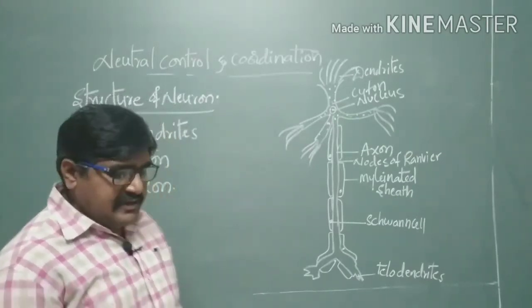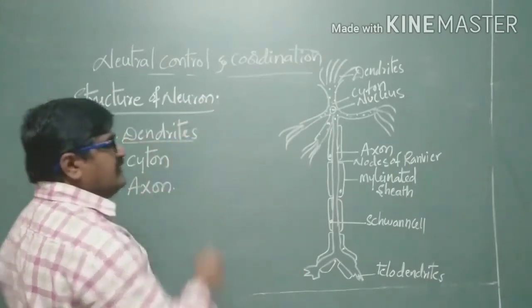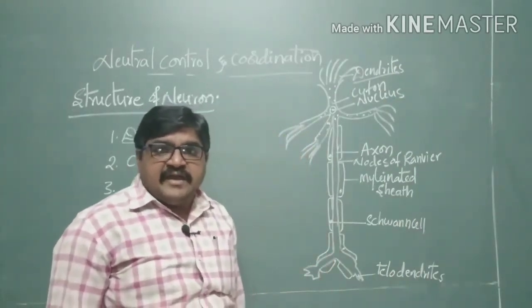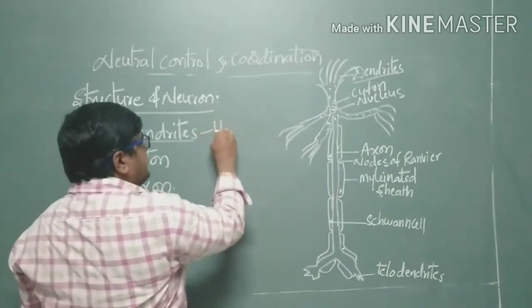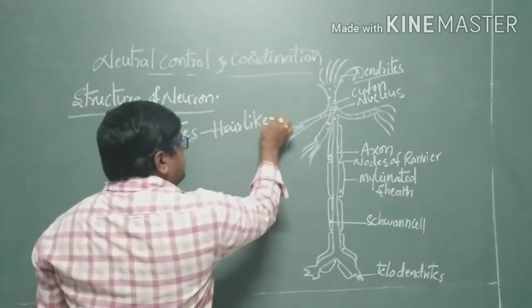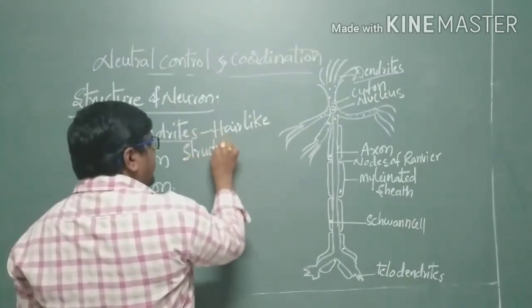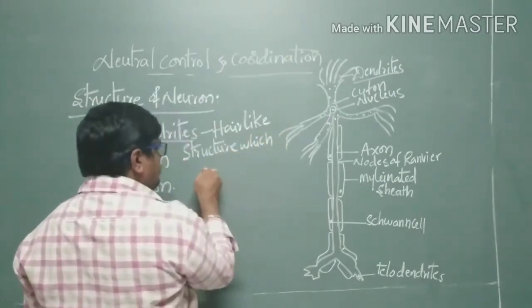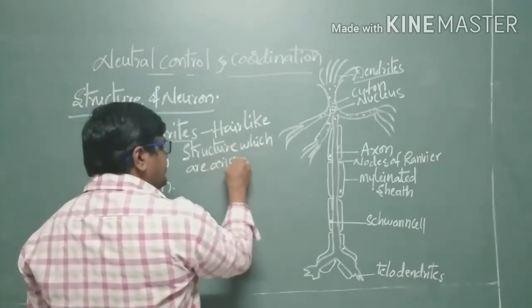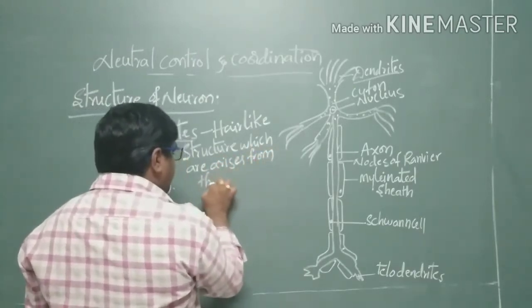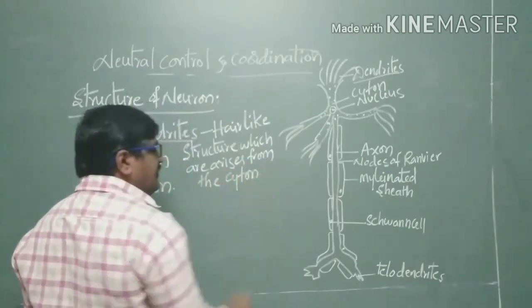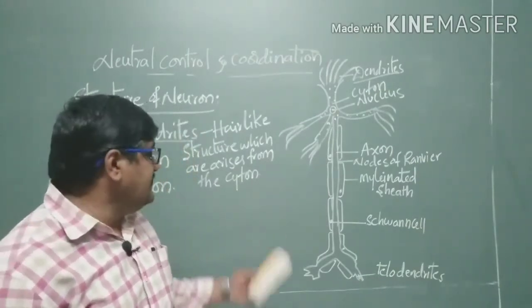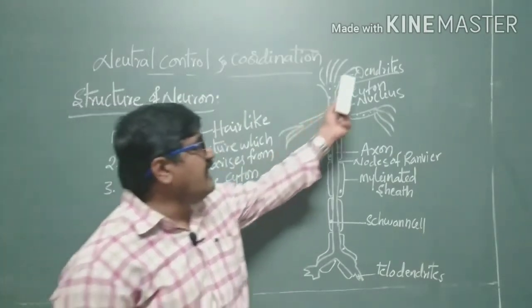So what are the dendrites? Dendrites are hair-like structures which arise from the cyton. Such types of structures are called the dendrites.